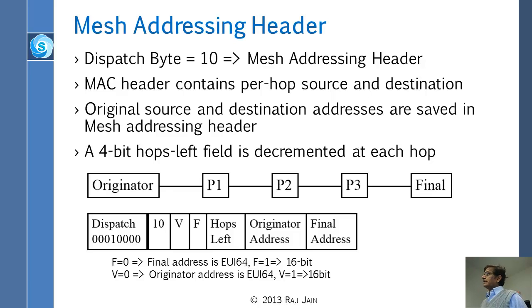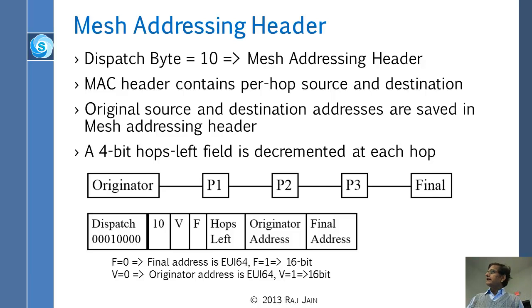Same thing for the originator. Here the source address would be P1. So what do we do with the originator? So there is an additional header which is added to the IPv6 at every hop. And so that header will have the original address and the final address, and it will have how many hops are left, and then 2 more bits, V and F. F will tell whether it is a 16-bit address or a 64-bit address, and V will tell the same thing for the source, whether it is 16-bit or 64-bit.